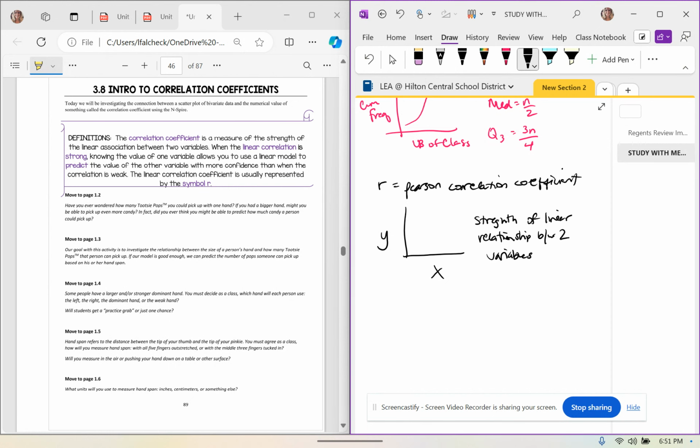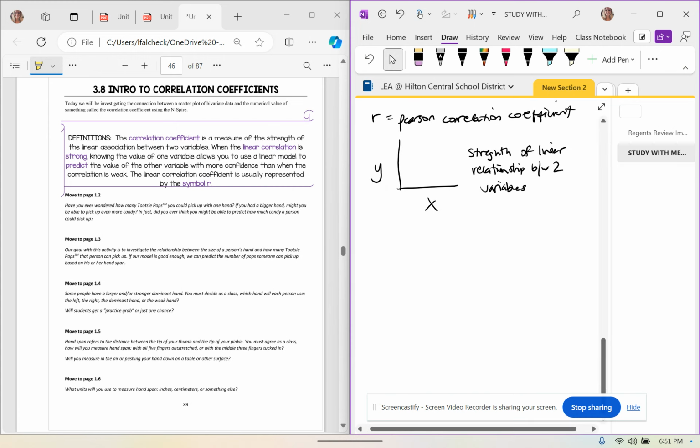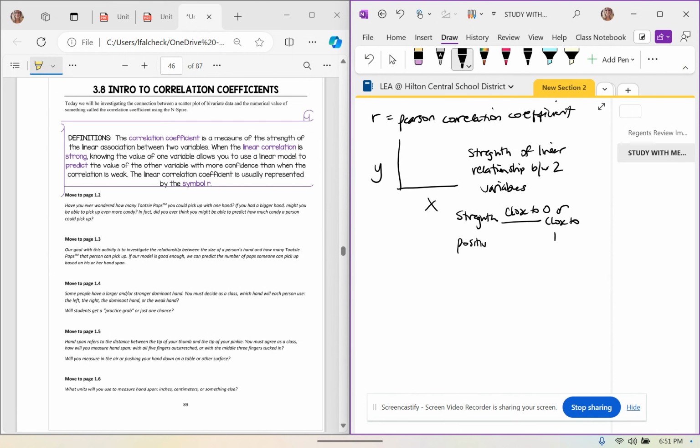When you are explaining or describing the Pearson correlation coefficient, how it pertains to the data, you must mention the strength. So is it close to 0 or close to 1? And you must mention whether it's positive or negative, which indicates the general trend of the data. Would the trend line have a positive slope or a negative slope? Positive or negative pertains to the slope of the trend line.